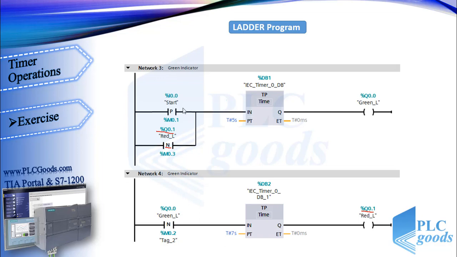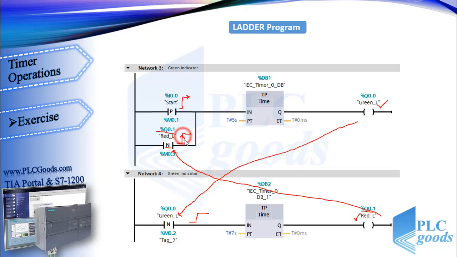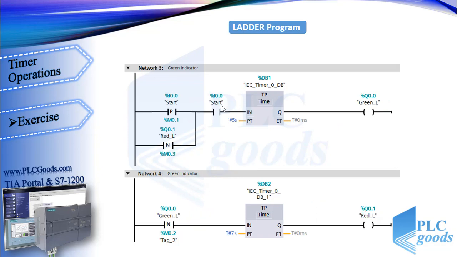All right. Let's see what this program does. First, the green lamp will be on for 5 seconds, if the start push button is pressed. After that, the red lamp will be on for 7 seconds. And this cycle repeats again. To cut and stop this cycle, I must prevent these pulses from reaching the timers. For example, if I use start contact here, when this push button is released, this pulse cannot reach the first timer. So it stops this cycle.